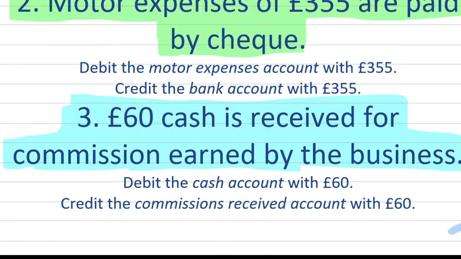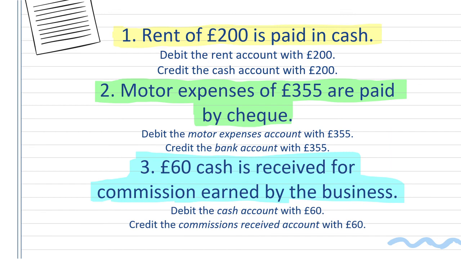Next transaction is £60 cash is received for commission earned by the business. Cash account obviously is going to be debit because it's a destination. Commission earned or commission received is going to be credit because it's a source. How did we receive this cash? We earned it in commission.